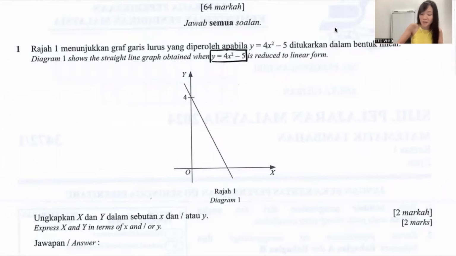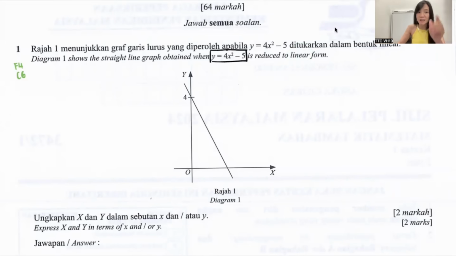The moment I read like that, you guys should all know this question is under Form 4, Chapter 6, that chapter called Linear Law. Only that chapter will talk about what is linear form and non-linear form. So linear form is always a straight line, y equals mx plus c. So non-linear form is a non-straight line.